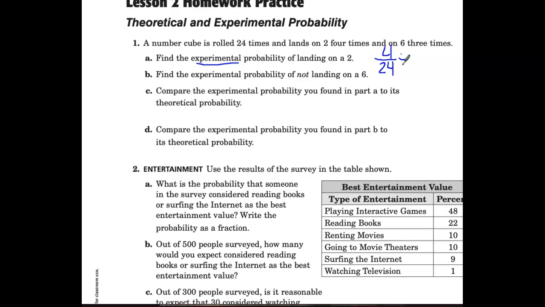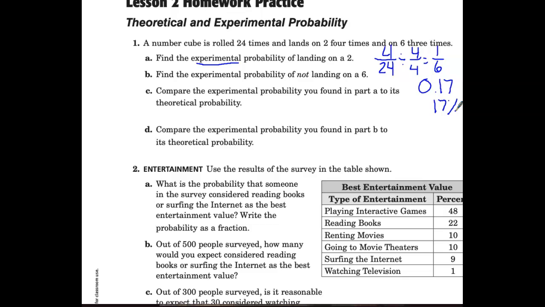What do you divide both the top and the bottom by? 4. So you get the reduced fraction of 1/6, which is the same as 17 hundredths, which is the same as 17%. We should have that one memorized. Just because I don't have room, I'm going to erase that answer, so please make sure you get it written down. It is unlikely.